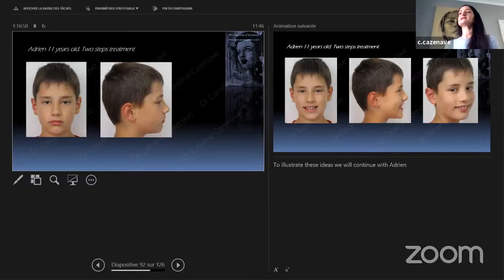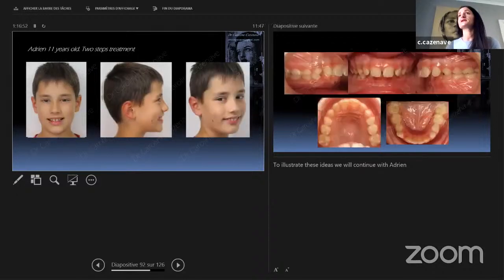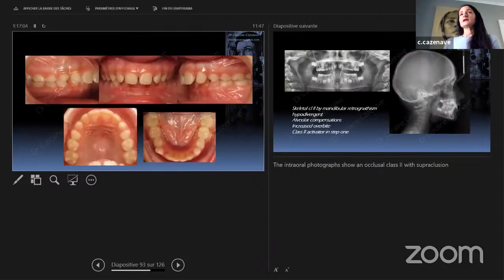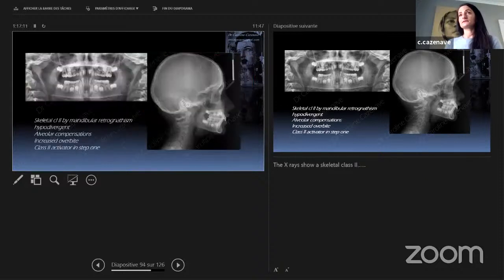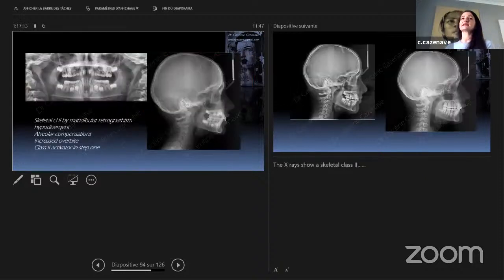To illustrate these ideas, we will continue with Adrien. Adrien was 11 at the beginning. It's a two-step treatment. He was also in class 2 and has supraocclusion. The X-rays show skeletal class 2 by mandibular retrognathism. He is hypodivergent. He has alveolar compensation and supraocclusion.